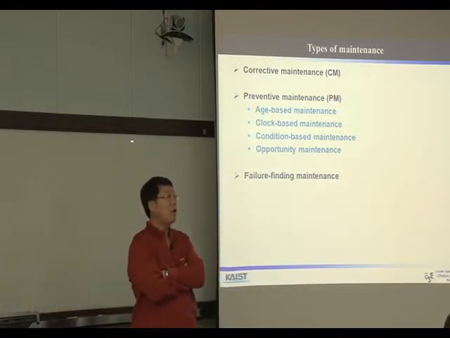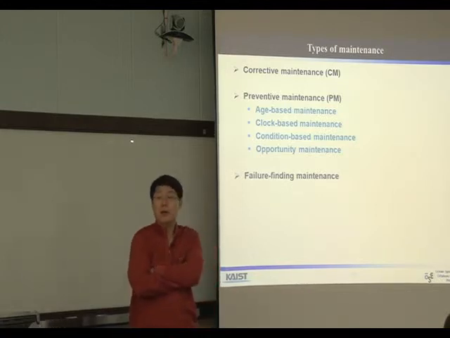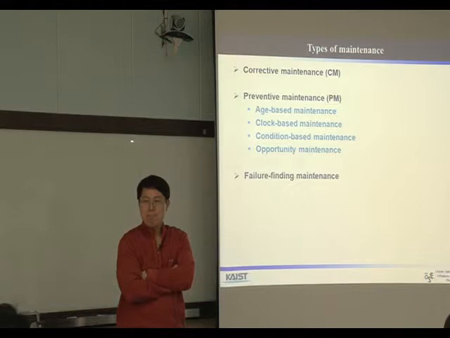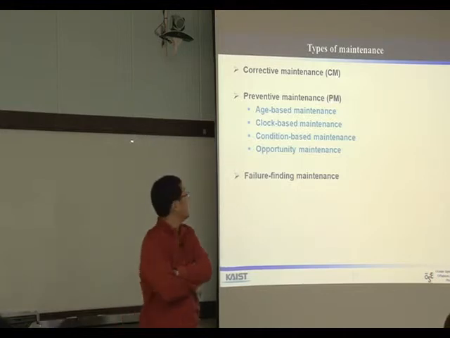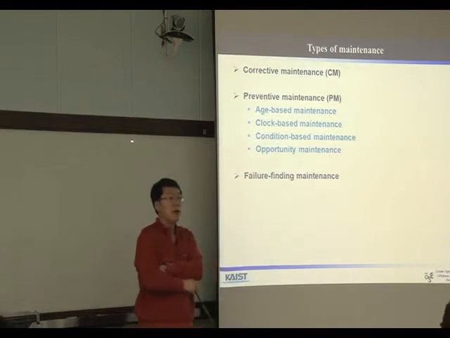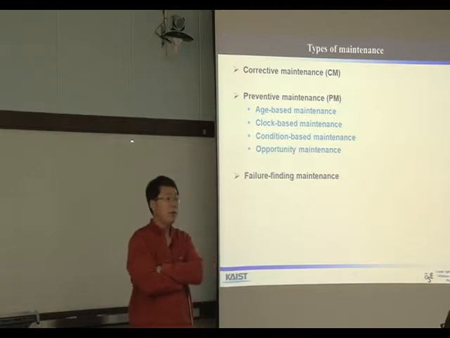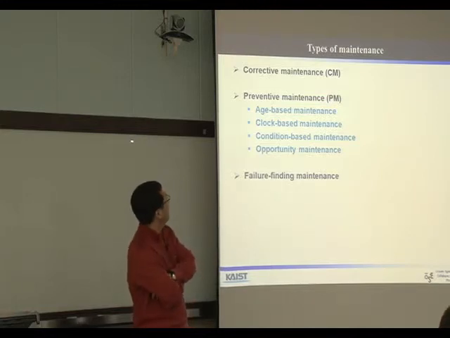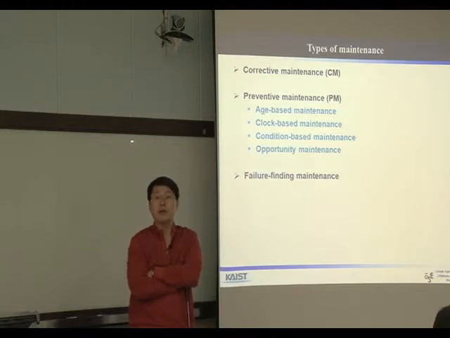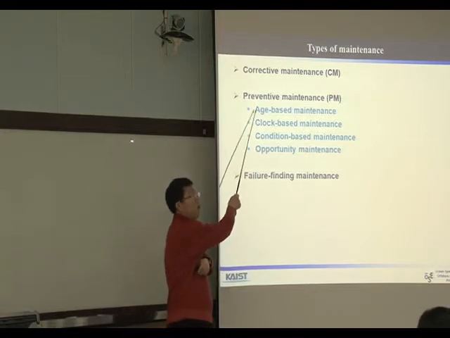If we consider the tire of my car, a very popular object in my class. For tires, I replace my tire every 3 years. This is the age-based maintenance. Clock-based is I replace my tire every 50,000 kilometers. So it's related with the clock and the operating time. The clock here means the operating time. Age is the calendar time.